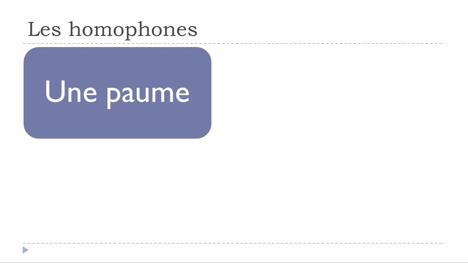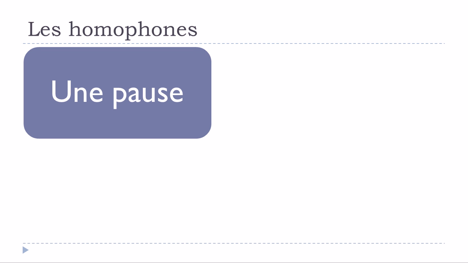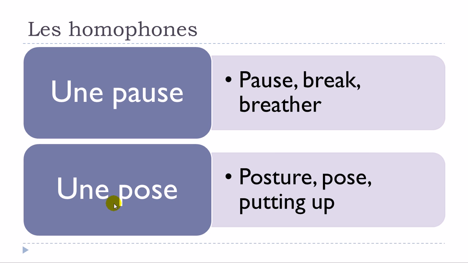Une paume. Une pomme. Okay, so you can see that I pronounce them a little bit differently. But then we'll be careful that in many, many cases people will pronounce them the same way. Okay, because in that case, normally it should be a bit lower, pomme, and then here more open, so pomme. Une pause. Okay, so une pause, une pause.